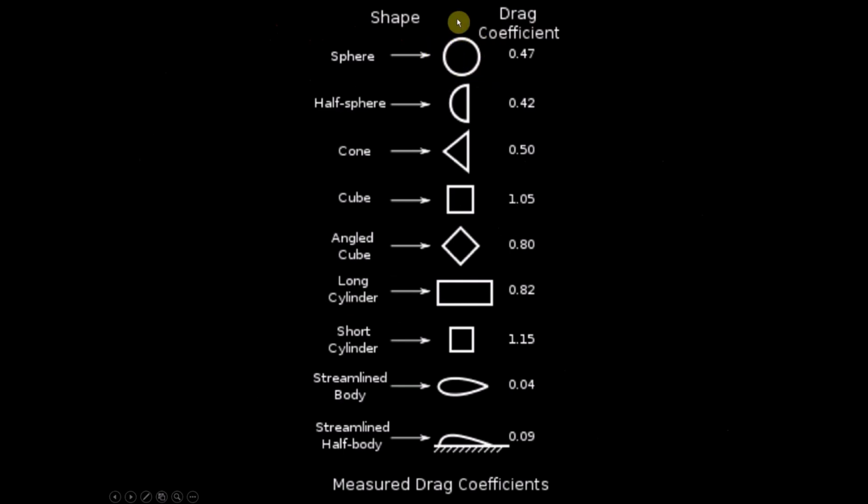That means the drag coefficient for a sphere is 0.47. Half a sphere, 0.42. If we deal with a cone, it's 0.5, and as you can see, a cube is 1.05, but an angled cube is 0.8. So this is to do with how fluids will flow around an individual object. Long cylinders, 0.82, short cylinder, 1.15.